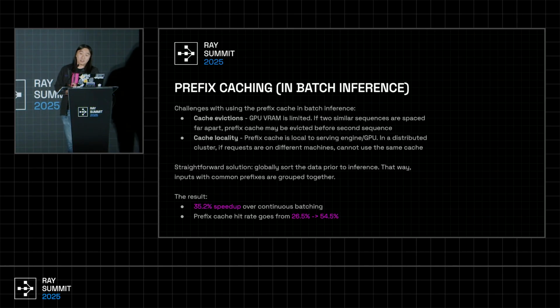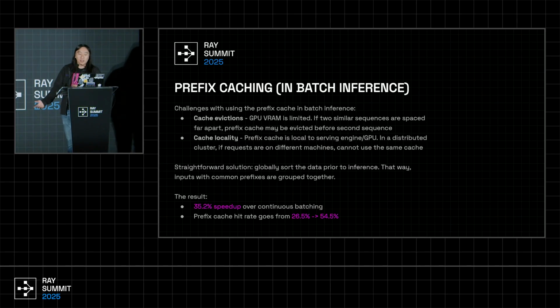The second one is cache locality. In a distributed cluster, you have prompts that are sent to a variety of different machines, right? However, the prefix cache is local to a single machine or a single GPU. And so if the requests that share similar prefixes are on different machines, we're not able to leverage that cache either.